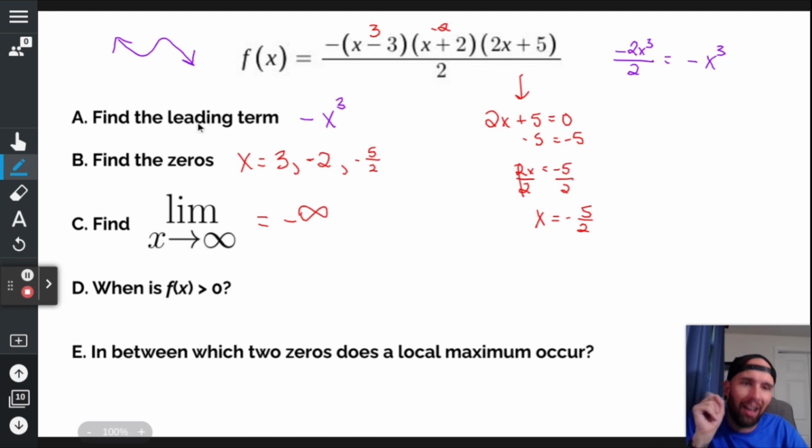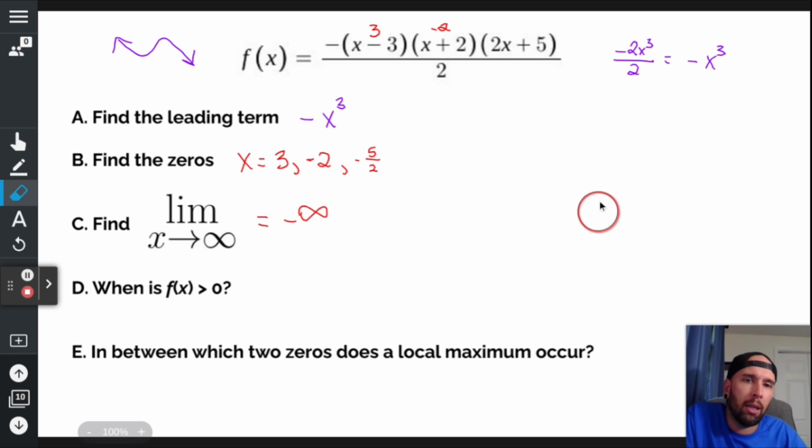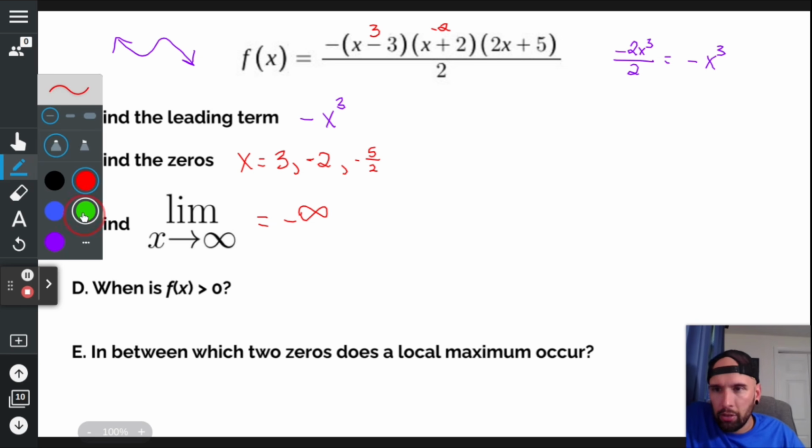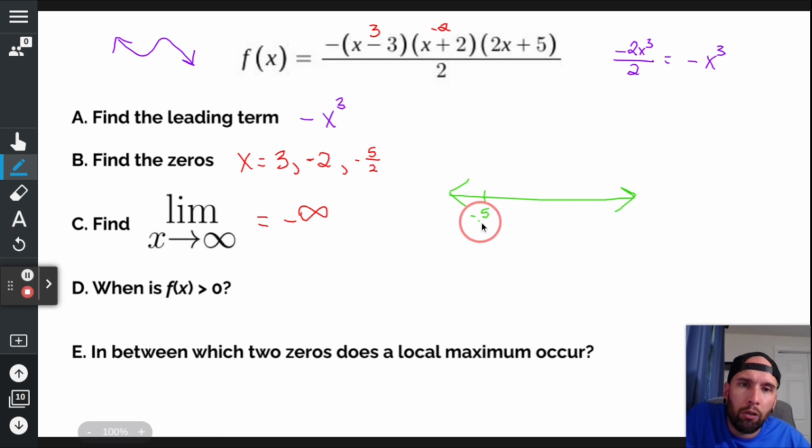I love these problems. This requires me to make what's called a sign graph. You will see this a ton of times in calculus. I know we're not there yet, but this is how you make a sign graph. Take all your zeros and put them on a number line, in order. So negative 5 over 2 is negative 2.5, so that's going to be barely to the left of negative 2. And I also have 3, which is way over here.